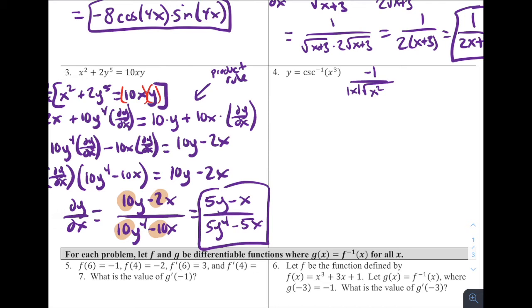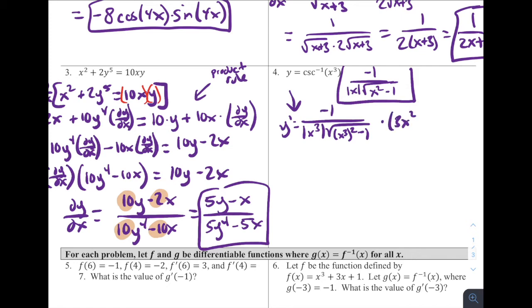So both of these x's that we have here are going to be our input, and when we substitute that in, the input is going to be our x cubed. So what's our derivative? y prime is going to be -1. This is our side work. -1 over the absolute value of x cubed times the square root of x cubed squared minus 1. And so if we want to keep going, we also obviously, by the chain rule, need to multiply by the derivative of x cubed. And so that's going to be times 3x squared.